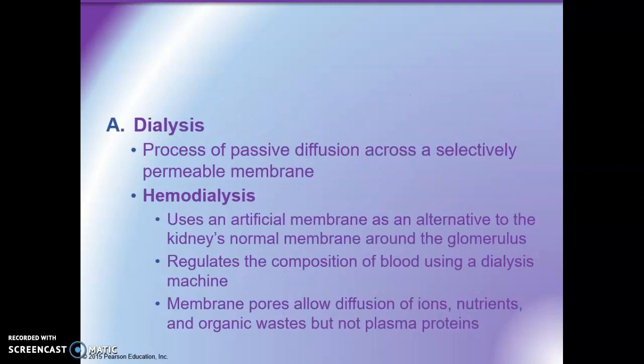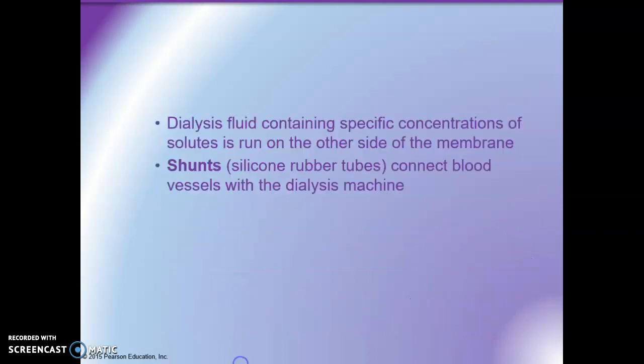Dialysis is a process of passive diffusion across a selectively permeable membrane. Hemodialysis uses an artificial membrane as an alternative to the kidney's normal membrane around the glomerulus. It regulates the composition of blood using a dialysis machine. Membrane pores allow diffusion of ions, nutrients, and organic waste, but not plasma proteins. Dialysis fluid containing specific concentrations of solutes is run on the other side of the membrane. Shunts or silicone rubber tubes connect the blood vessels with the dialysis machine.